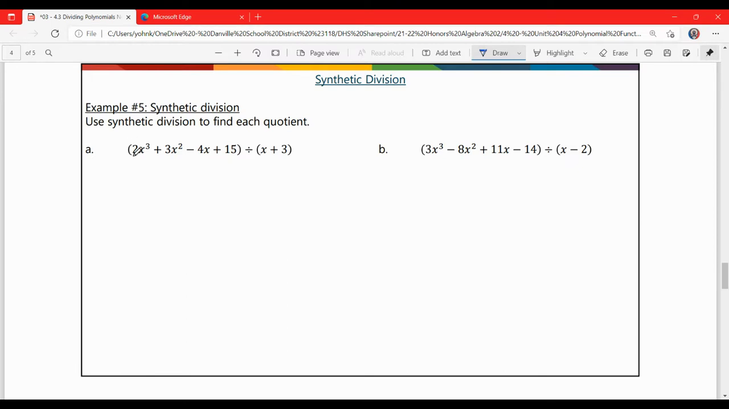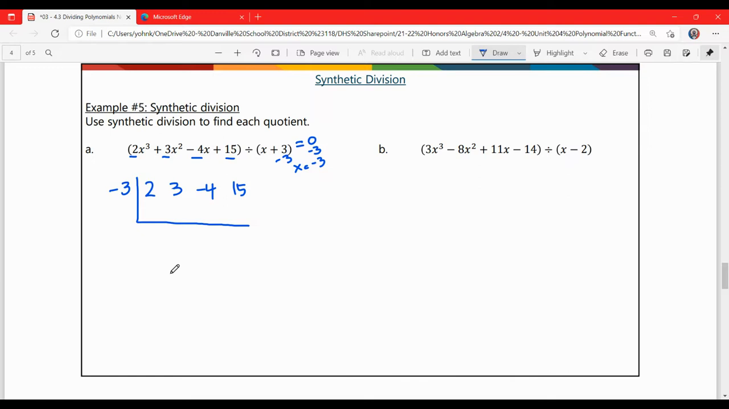So what we're going to do is we're going to take just the coefficients, 2, 3, -4, and 15. And I'm going to write 2, 3, -4, and 15. Then I'm going to do this little L shape, and I'm going to leave room for another row of numbers underneath. Then I'm going to take a look at what I'm dividing by, and I'm going to set it equal to 0. And if I solve this equation by subtracting 3 from both sides, I get x equals -3. I'm going to take that number and I'm going to put it on the outside of this backwards division symbol.